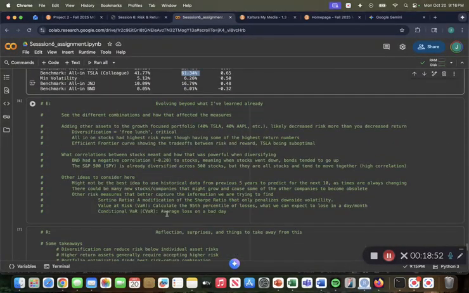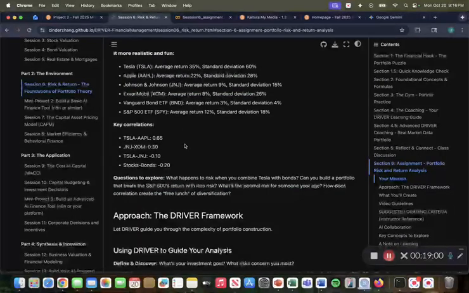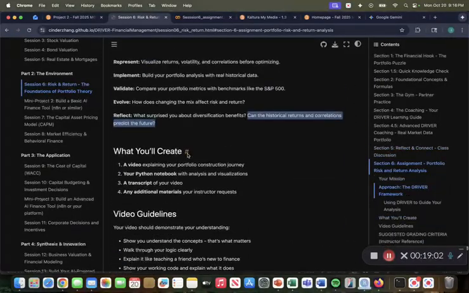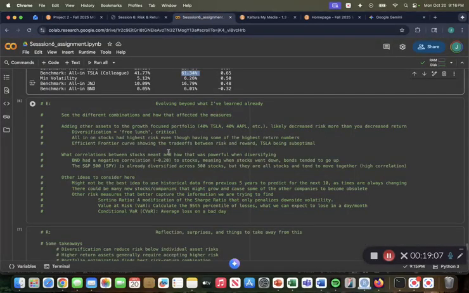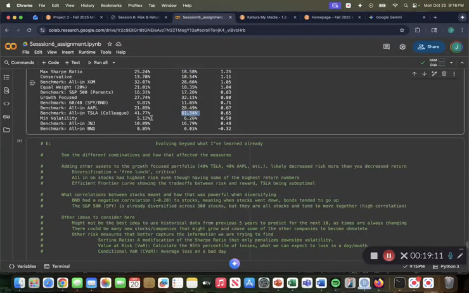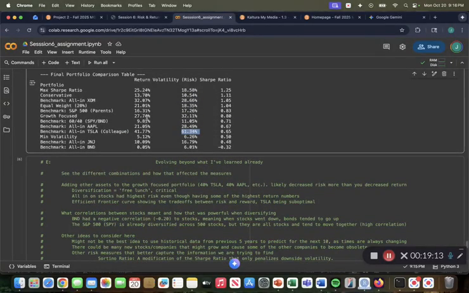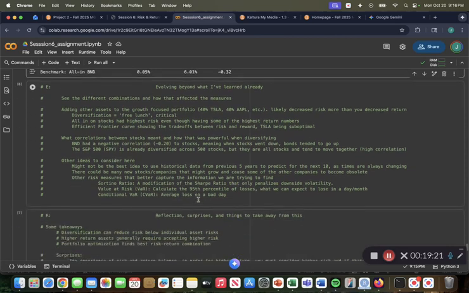And then going down to the evolve stage, evolving what we learned beyond what we learned already. Some of how changing the mix affects the risk and return here. We already saw a little bit of how the different combinations affected risk and return. Putting all of our money in risky stocks like Tesla and Apple gives us a higher return for sure, but the risk is something we want to look at.